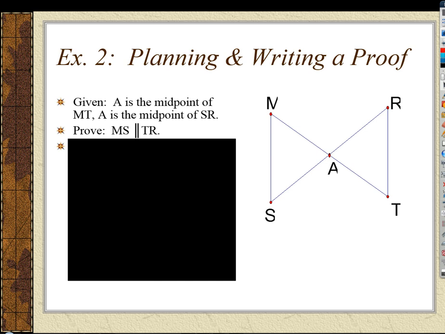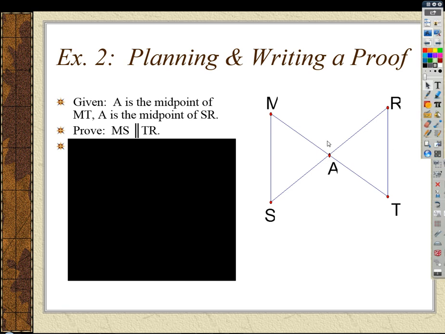So what are we given here? A is the midpoint of MT. A is the midpoint of SR. We're supposed to prove that segment MS, and you can't see that, but that's supposed to be an M. I don't know why that's not looking like an M. That's supposed to be an M. I'll fix it right now.